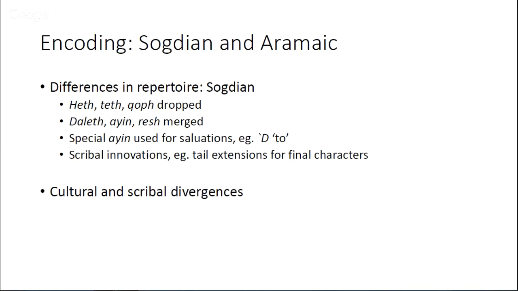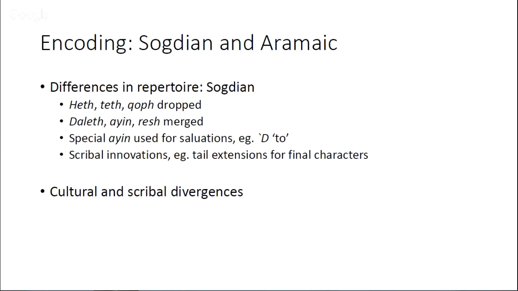So the primary differences between Sogdian and Aramaic have to do with the merger and the elimination of letters. The Aramaic script is very small. It's 22 letters. And in Sogdian, 3 were dropped, bringing the total repertoire down to 19. From there, 3 more were merged. Dalet, Ain, and Resh were merged. So the repertoire kept shrinking, to the point where there was a very limited number of signs representing the vast phonetic repertoire of Sogdian.